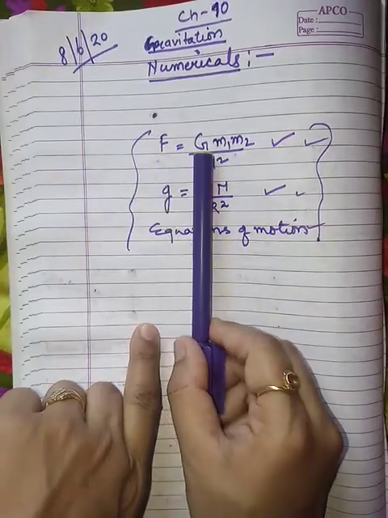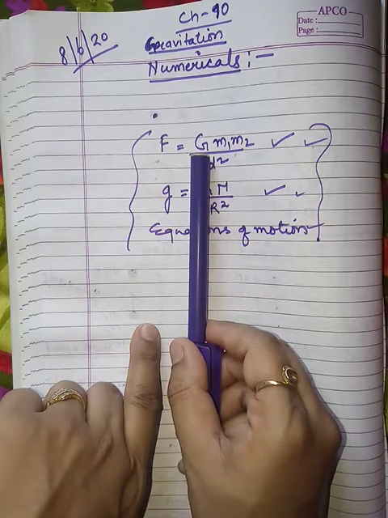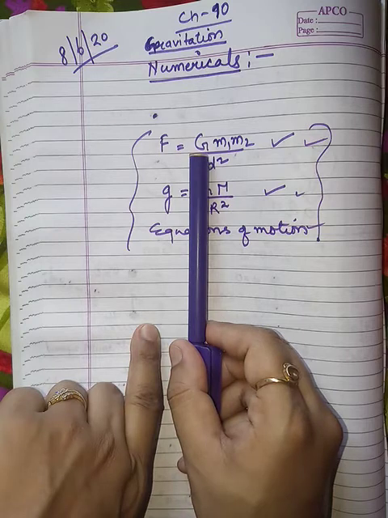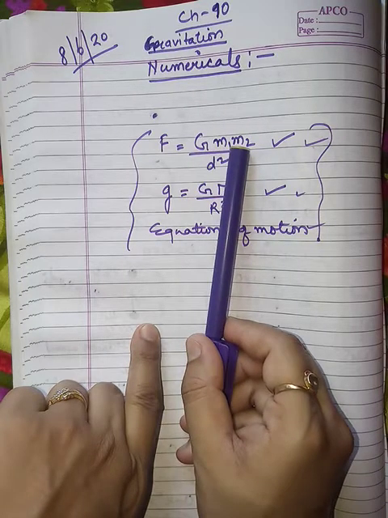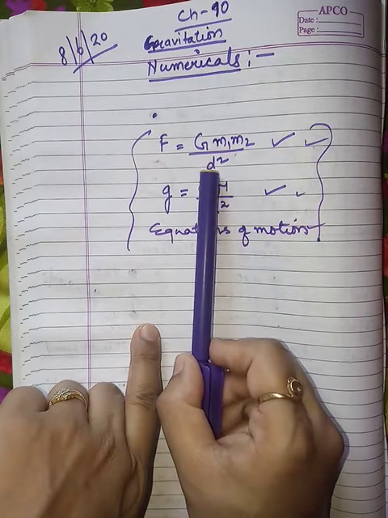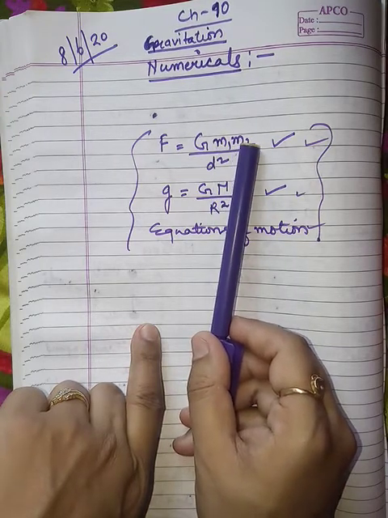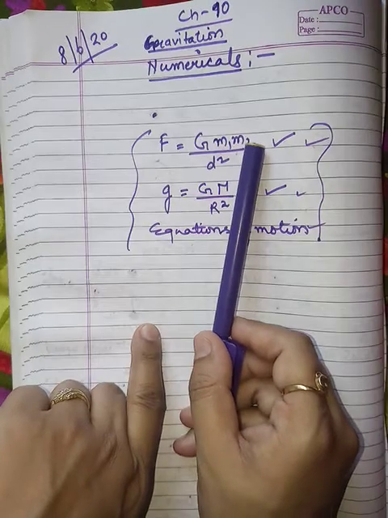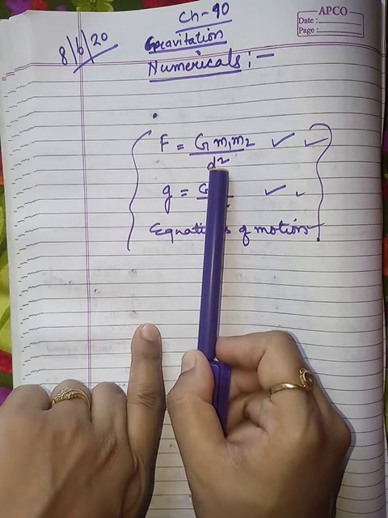So F is equal to capital G m1 m2 divided by d square, where capital G is your universal gravitational constant. It has a fixed value, 6.67 multiplied by 10 raised to power minus 11 Newton meter square per kg square. M1 and M2 are the masses among which this force of gravitation acts. It is always an attractive force, that we know, and d is the distance between these two masses M1 and M2. These two masses can be as large as anything in this universe or as small as anything, and the distance can have any value that we know.